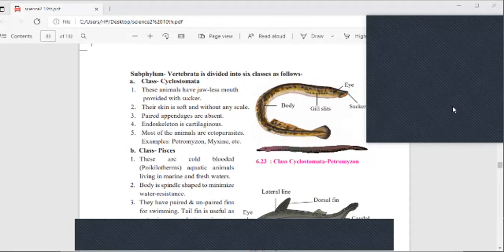Then Alisha Jagjap, hello. Give examples of animals that come under this class Cyclostomata. Petromyzon and Myxine. Okay, Petromyzon and Myxine. These are the two examples that you have to remember. Very good. Question to Apurva: the endoskeleton of these animals is made up of a specific substance. What is that called?